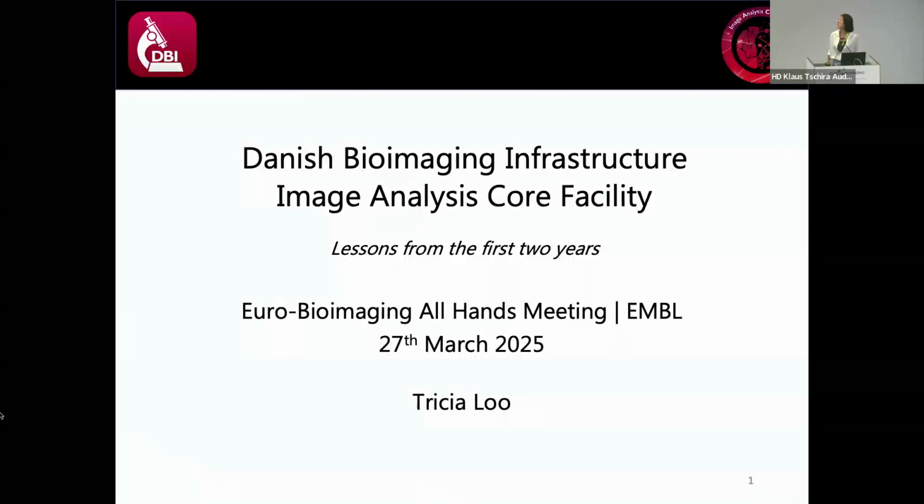I'm very happy to be here today to talk about the bit of a long name, Danish BioImaging Infrastructure Image Analysis Core Facility. We've been in operation for about 2 years now, so I'd like to share with you some lessons that we've learned from our first 2 years. So just to explain why the long name.